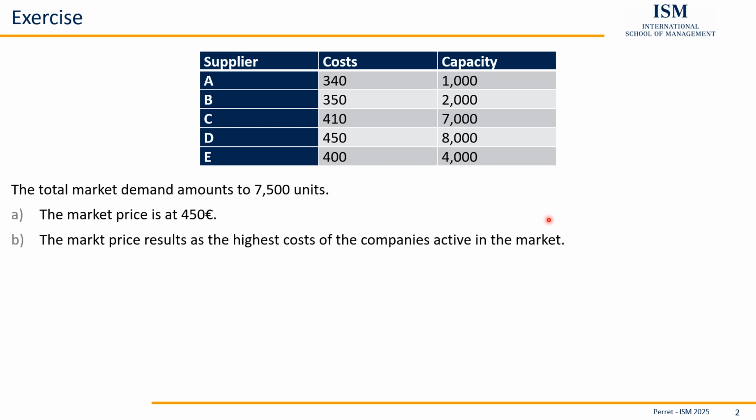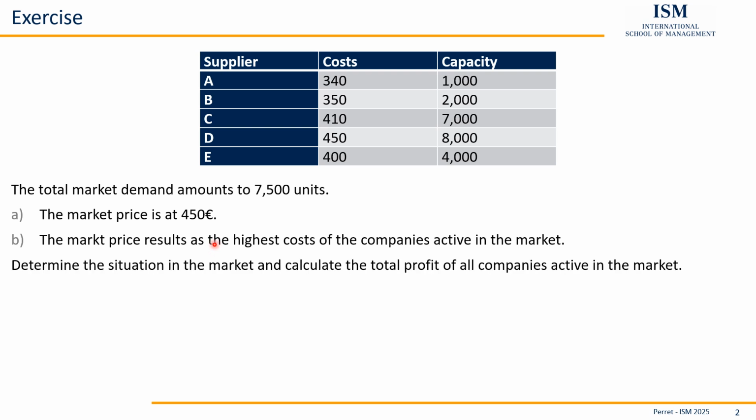Then we have 2 scenarios to consider. First, the market price will be at 450 euros, and second, the market price results as the highest cost of the companies active in the market. Our task then, determine the situation in the market and calculate the total profit of all companies active in the market. Well, first off, we have to determine thus which suppliers will actually become active in the market and how much do they supply to the market.